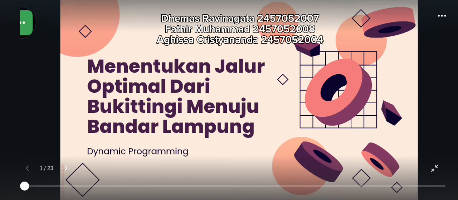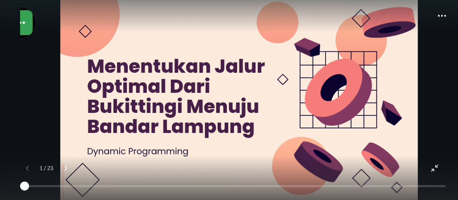Assalamualaikum warahmatullahi wabarakatuh. Here we will explain about dynamic programming to determine the optimal route from Bukittinggi to Lampung.